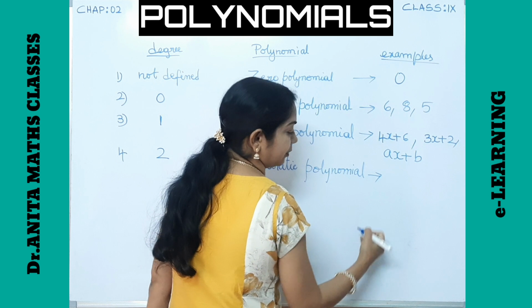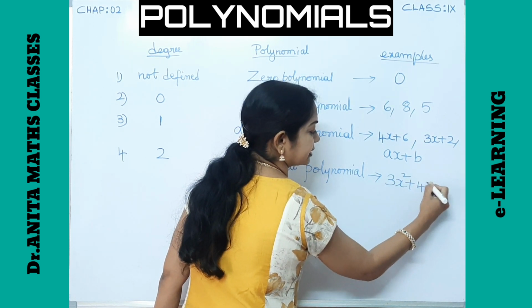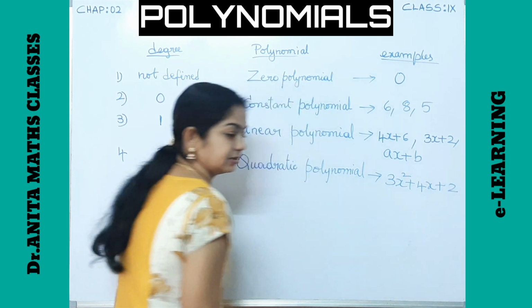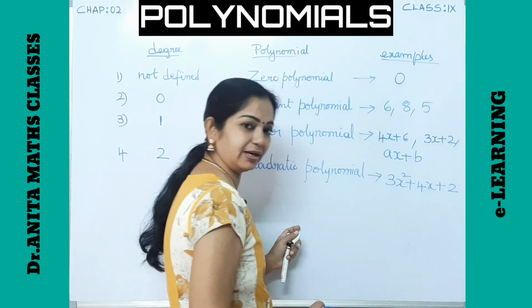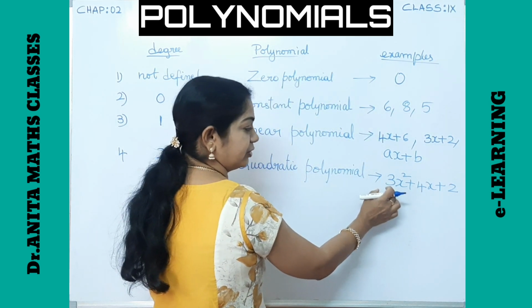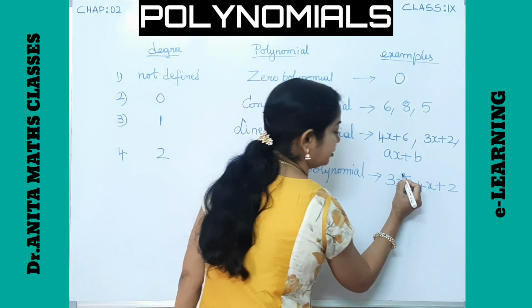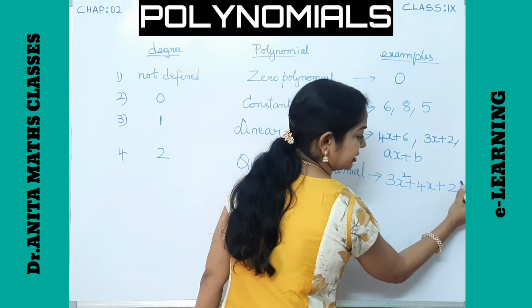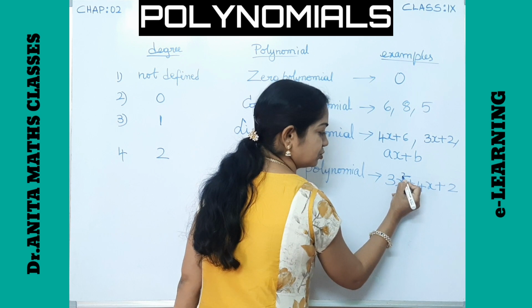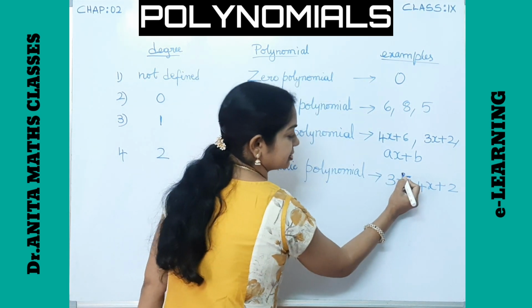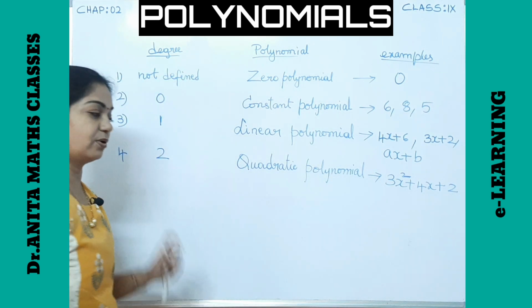Example of a quadratic polynomial, let us take 3x square plus 4x plus 2. Here we have how many terms? This is a trinomial having 3 terms. But specifically we can call this polynomial a quadratic polynomial because it has degree 2. Here the power is 0, here power is 1, here power is 2. The highest power is called the degree. So when the degree is 2, we call such polynomials quadratic polynomials.